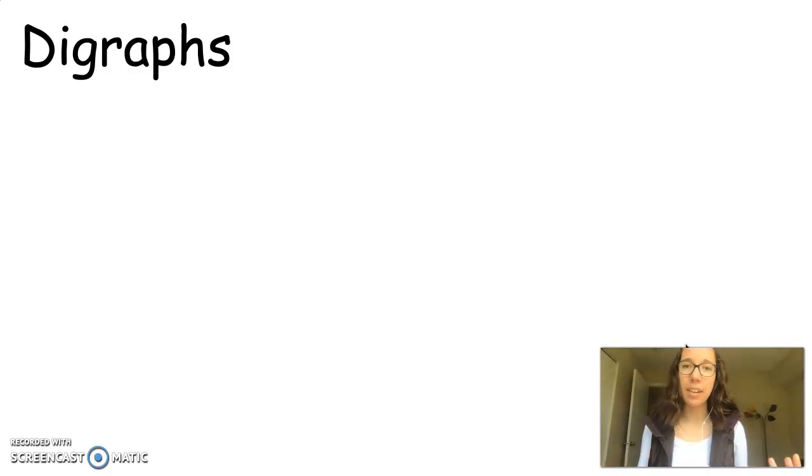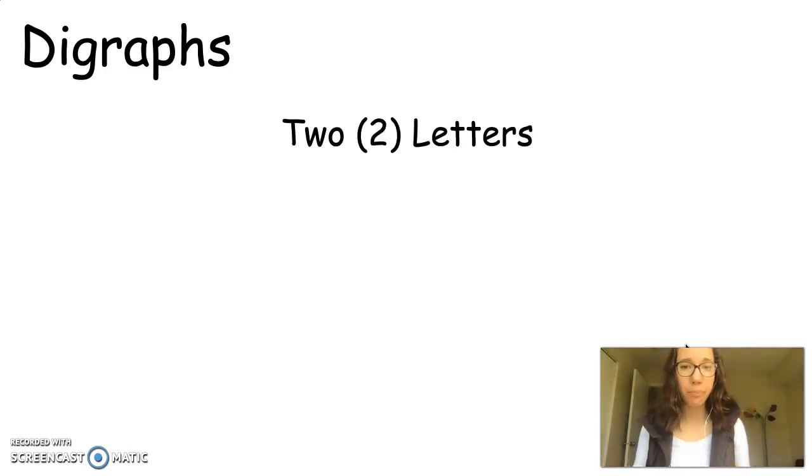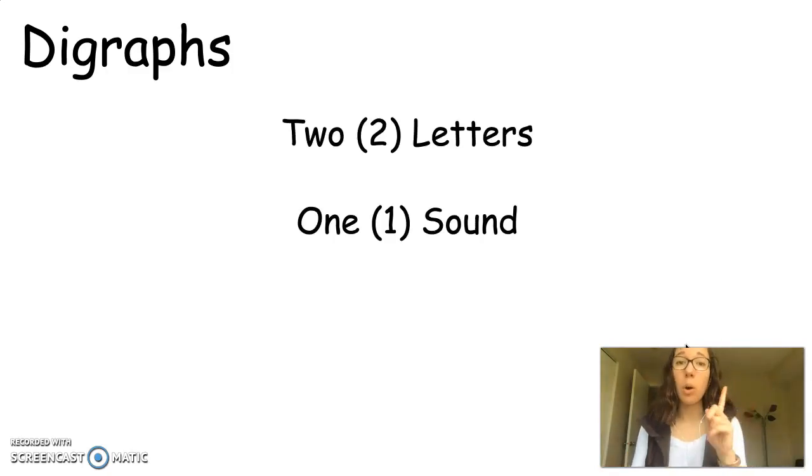What is a digraph? Remember, di means two, and graph in this case means letter or word. So it's two letters that make one sound. Normally, when we have a letter, each letter makes its own unique sound, and those letters work together to form a word. When we have a digraph, we have two letters that are working together to make one sound. So they're no longer making their original sounds, but they're making a brand new sound because they're working as a team.